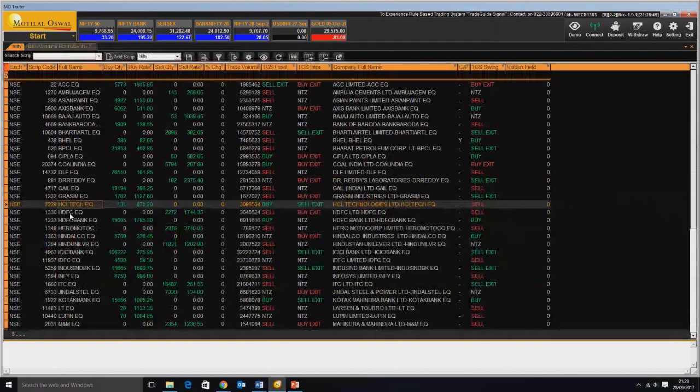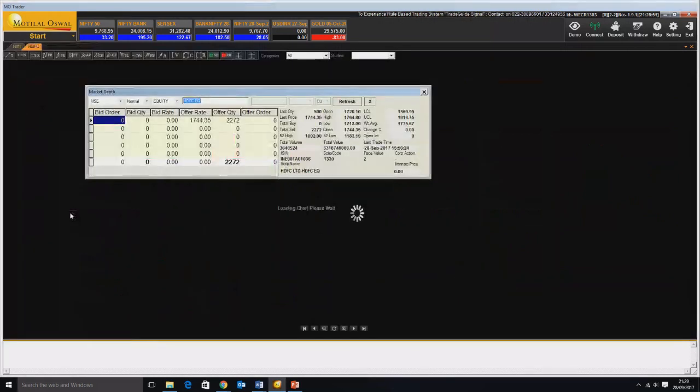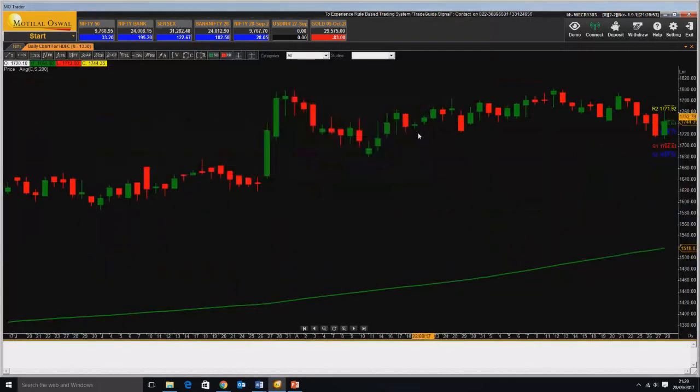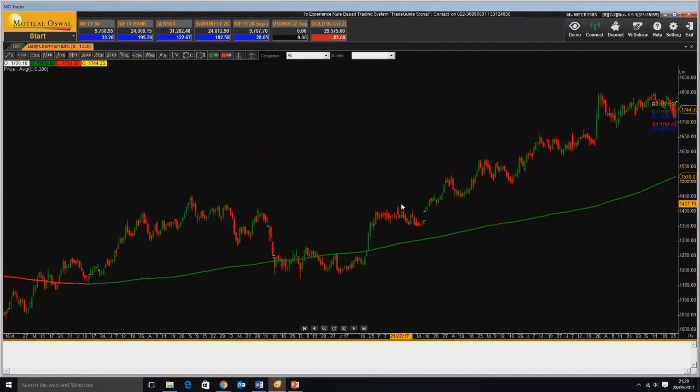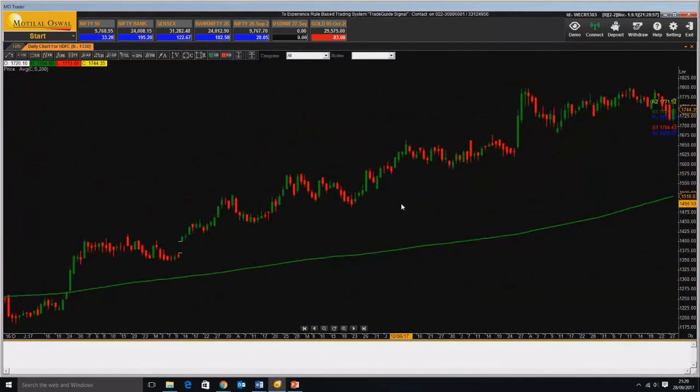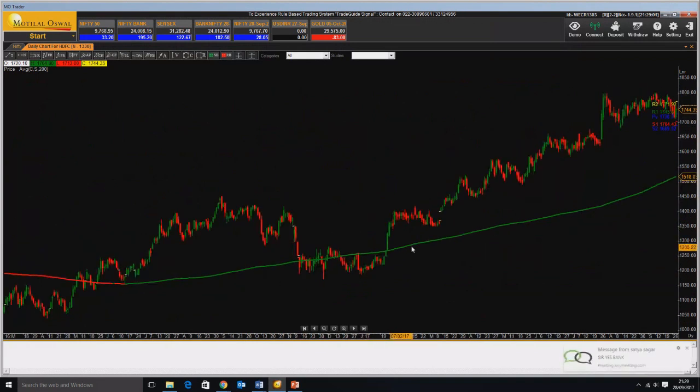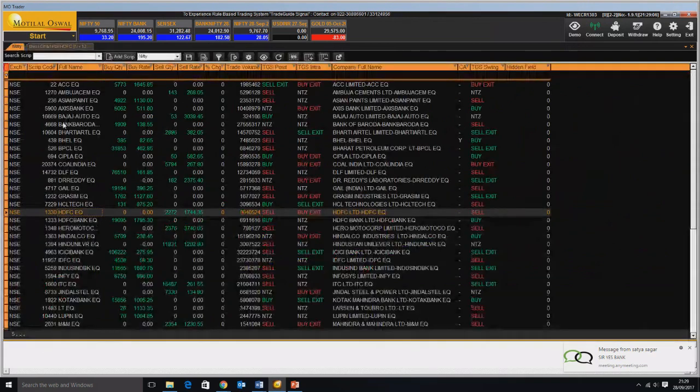And let's see another thing, say HDFC. In HDFC, you see it's on a regular bull trend, and it has the support of the 200 SMA, and also the same thing with this. Okay, so now you're going to see Yes Bank.